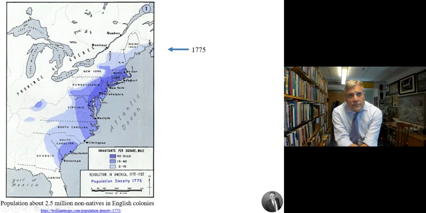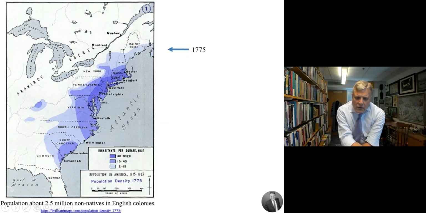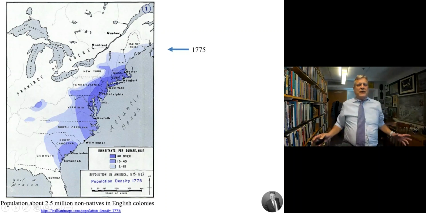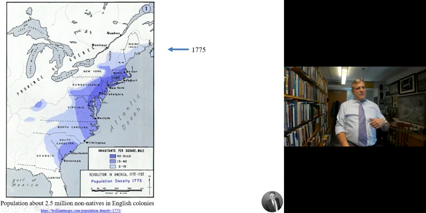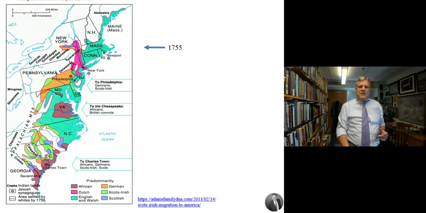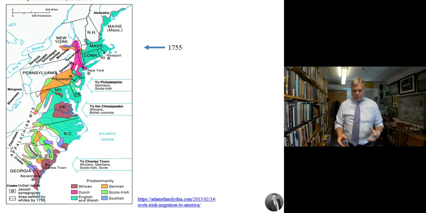How were the various governments trying to actually have much authority and control over such a spread out area? The population across the eastern seaboard is about 2.5 million non-natives within the English colonies, just on the eve of our Revolutionary War. There was, though, tremendous variability on who was actually there.